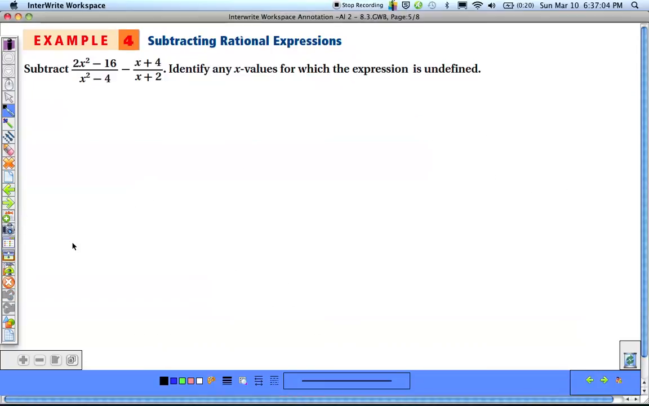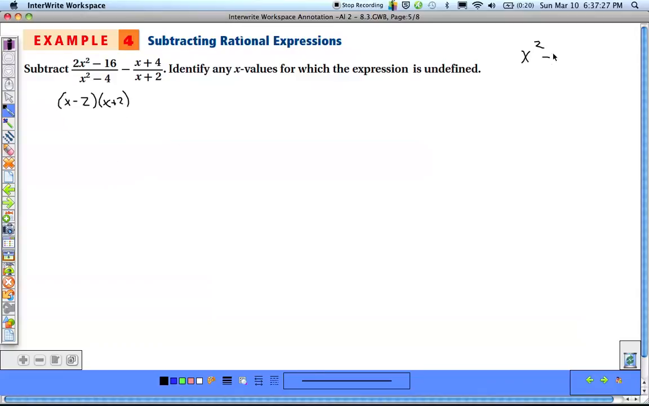When we talk about being able to do this with subtraction, it's going to be the exact same thing. We've got to get the common denominator, and then with that negative sign, we're probably going to want to go through and just distribute that negative. So we start off by going through and simplifying or factoring that denominator. It's x squared minus 4. This is a difference of squares, so we can factor it into x minus 2, x plus 2.